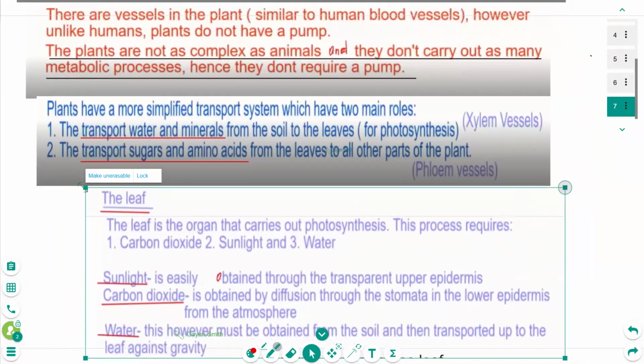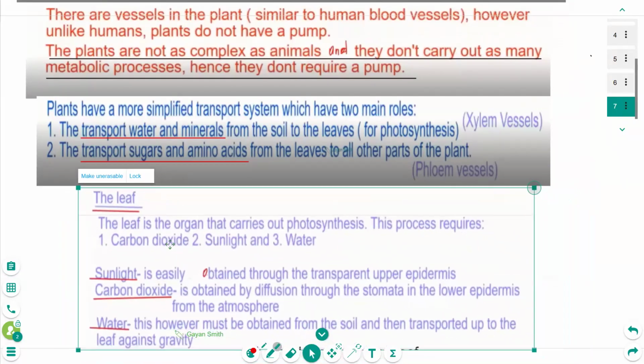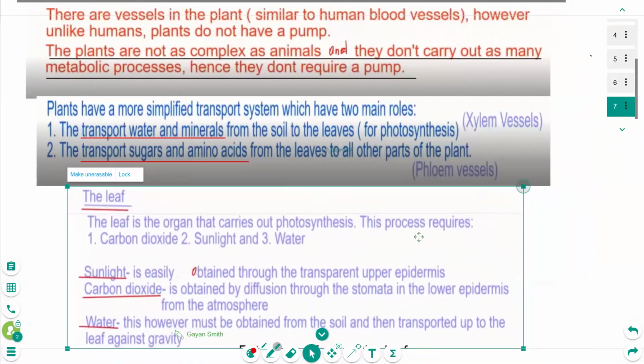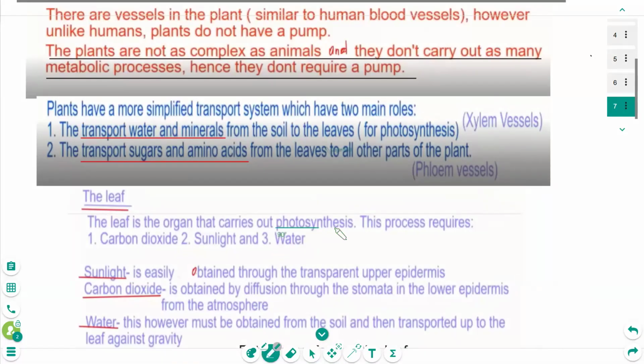So we're going to start off our discussion about the leaf. One of the main reasons why plants need water is because the leaf needs water in order to carry out the process of photosynthesis. The leaf is the organ that carries out photosynthesis. And for this process, which creates sugar, we require three main things. The leaf requires carbon dioxide, sunlight, and water.